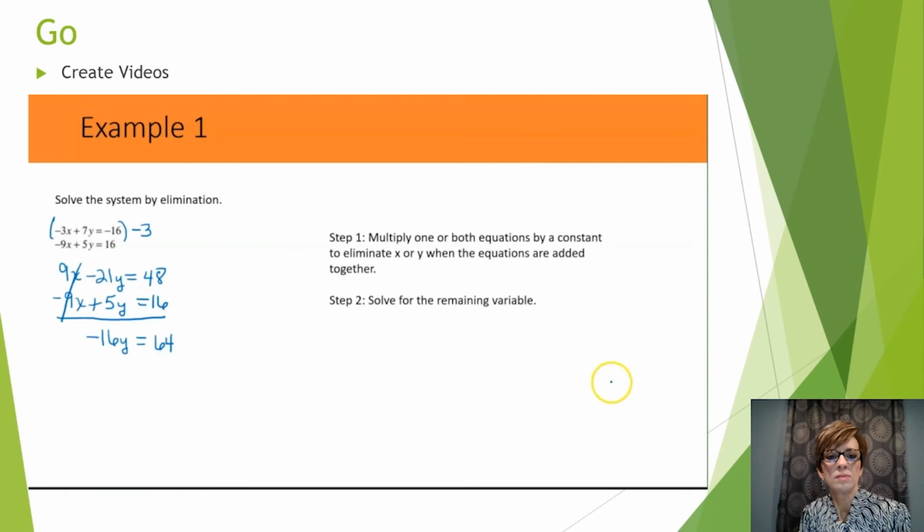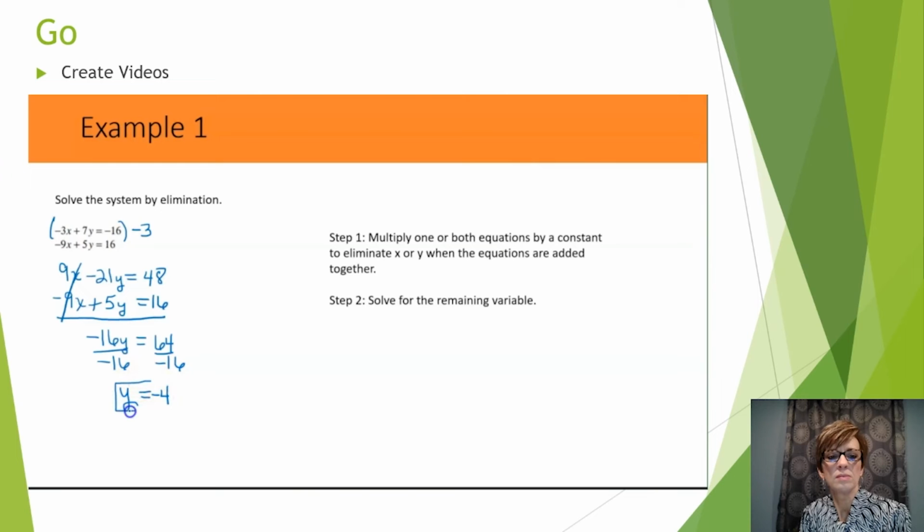Which brings us to step 2. We want to solve for the remaining variable. Well, in this case, that means we're going to solve for y, and since y is multiplied by negative 16, I divide both sides by negative 16. So y is going to be equal to -4.